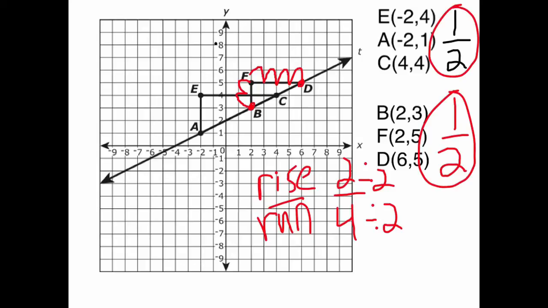Now, that means that since the slope of the hypotenuse of these triangles is the same, these triangles are proportional.